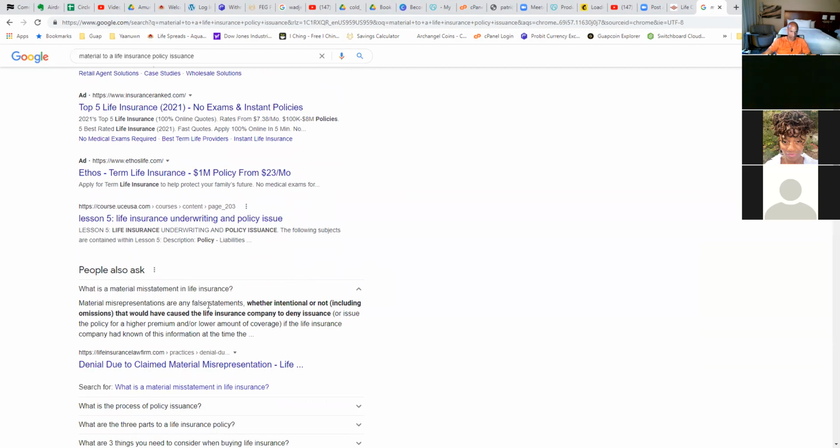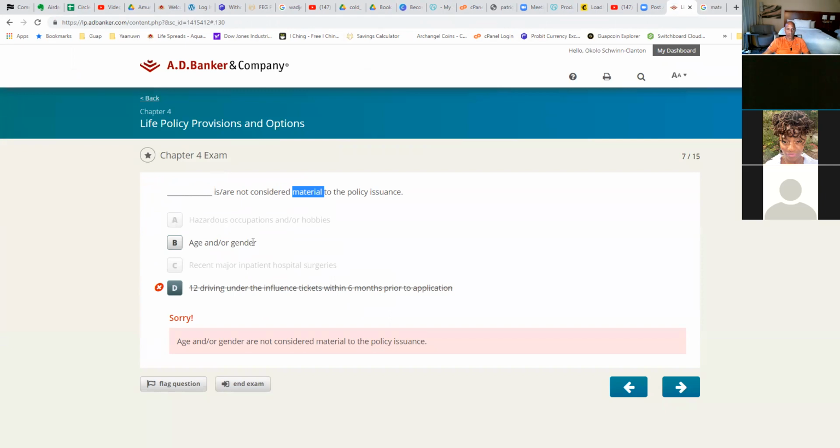Material misrepresentations or any false statements, whether into, okay, it's a trick question. So material misrepresentations are false statements. What about age or gender? That is covered by another thing. It's covered by the misstatement of age. So this was a trick question that we needed to know was something different than material. So just know that the age or gender is covered under something called misstatement of age.